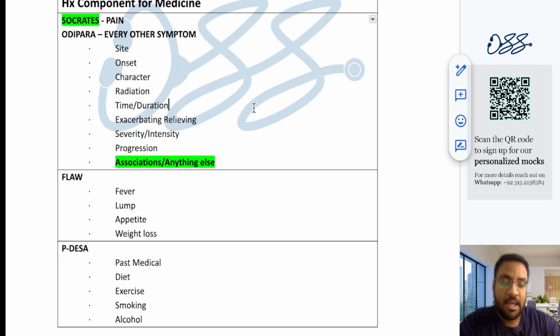Basically the time duration: since how long have you been having this pain? Can you please tell me when did this pain begin, and since how many days have you been suffering from this condition, since how many hours have you been suffering from these conditions?